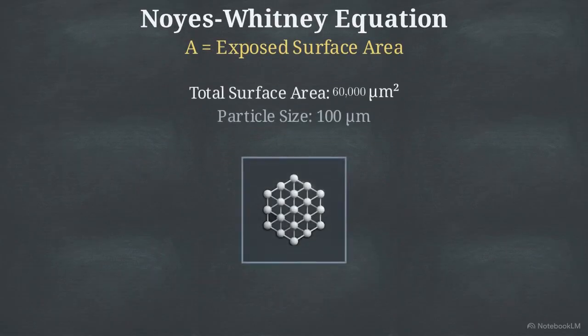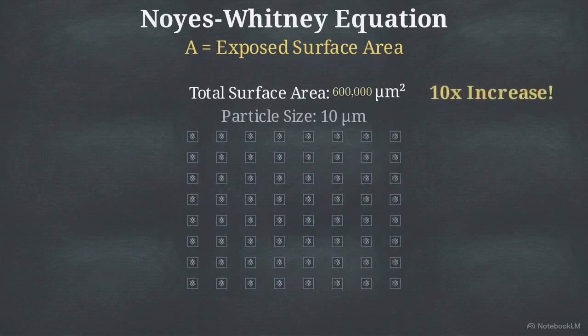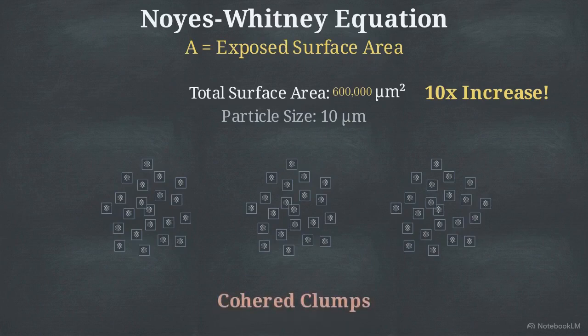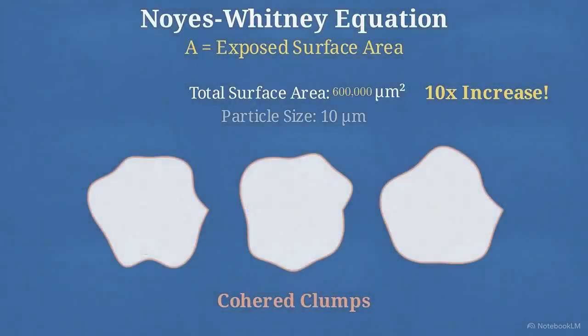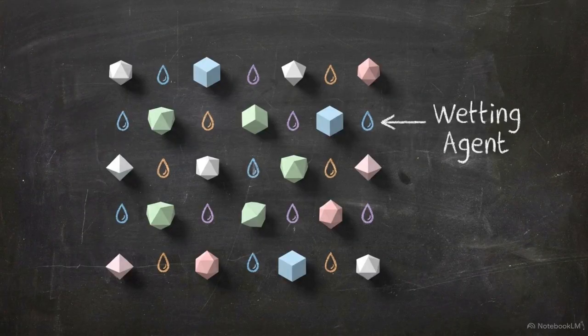If you take a fixed mass of a solid, say a 100 micrometer cube, and reduce its size to 1,000 10 micrometer cubes, the total surface area exposed to the solvent increases by a factor of 10. Milling a sparingly soluble drug exponentially multiplies its surface area, but fine powders tend to cohere and clump together in liquid. If the liquid cannot penetrate the clumps, that theoretical surface area is wasted. Formulators frequently have to add wetting agents to maintain primary particle dispersion.